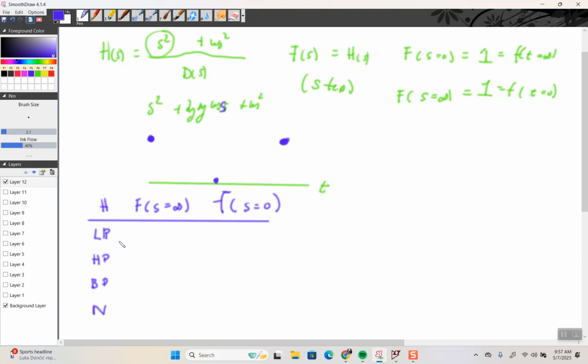Okay, so just to summarize, for low pass, at high frequencies, we're going to 0. It passes low frequencies, so it's 1. The high pass is opposite. Easy peasy. The band pass, remember, is doing this. It blocks low, blocks high, passes middle. And then the notch passes low, passes high.